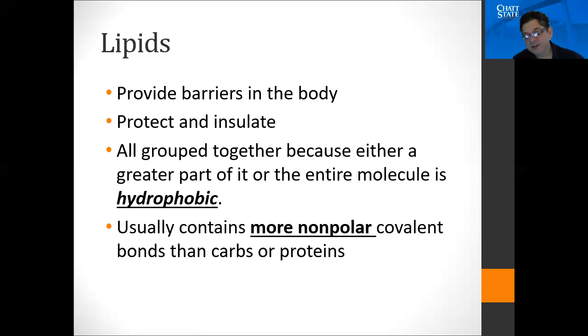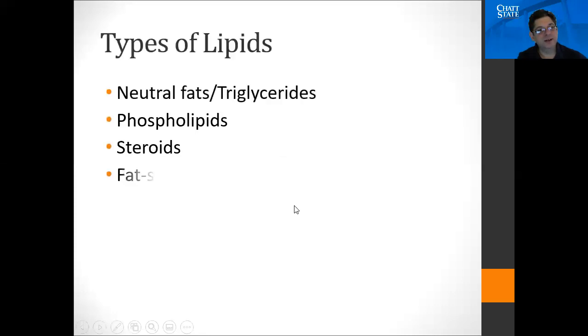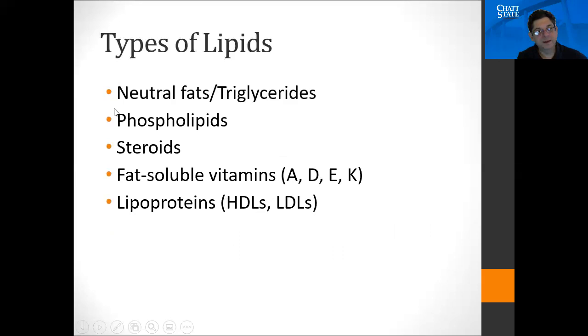So if a molecule is 90% nonpolar, that's why we say it's mostly or more nonpolar, because it's going to behave in that way. Very diverse group, like we said. Here's all the things you need to know. Lipids represent triglycerides, phospholipids, steroids, and steroid hormones. Fat-soluble vitamins, again, like we said, and lipoproteins, high density and low density. So know that family of lipids.